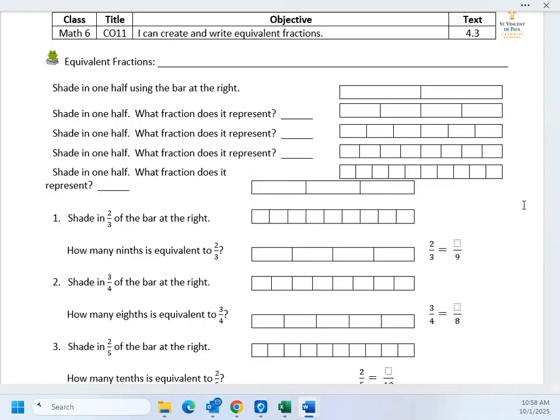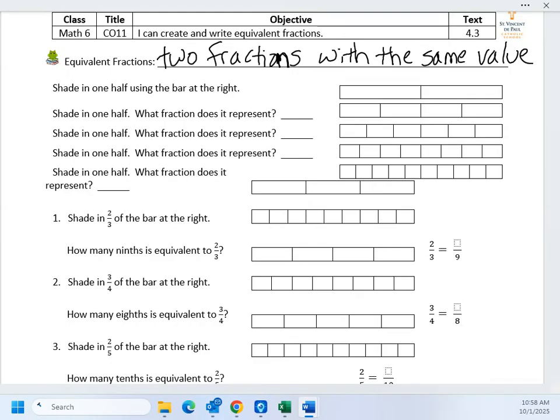I can create and write equivalent fractions. When we're working with those equivalent fractions, whatever you do to the top, you do to the bottom. Whatever you do to the bottom, you do the same thing to the top. That's how we know they are equivalent. So equivalent fractions are two fractions with the same value. So we're going to see what that means.